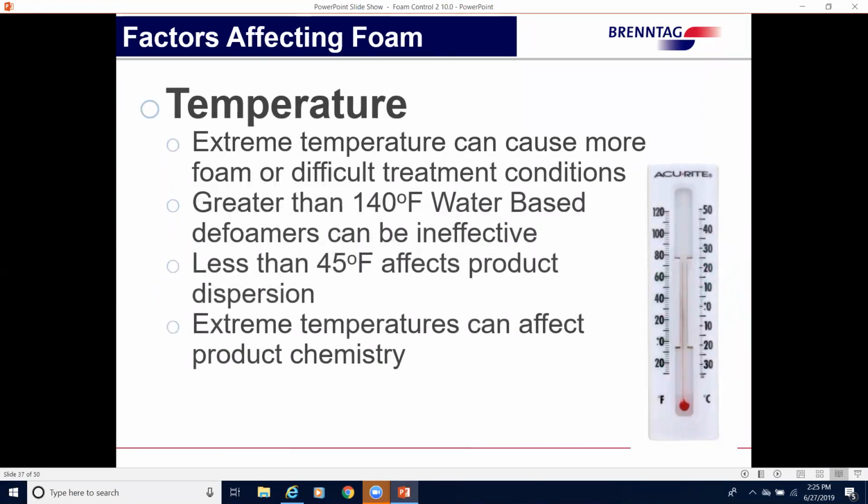Temperature is another one. It has a large impact on foam as well. At temperatures above 140 degrees Fahrenheit, water-based defoamers tend to not be quite as effective. And if you go below 45 degrees Fahrenheit, you can have issues with product dispersion. So, I'm not sure if we have any of our Canadian friends here on the call, but we have a nice little conversion for you to Celsius if you were curious.